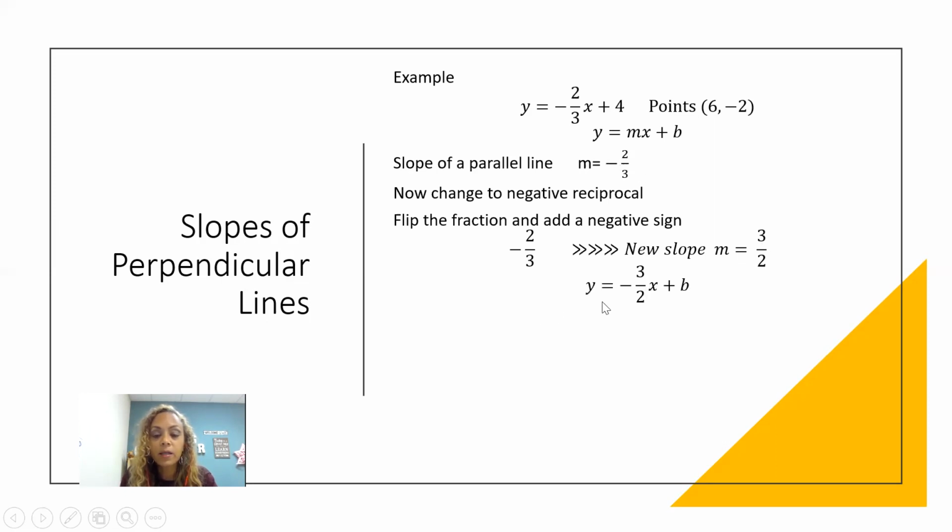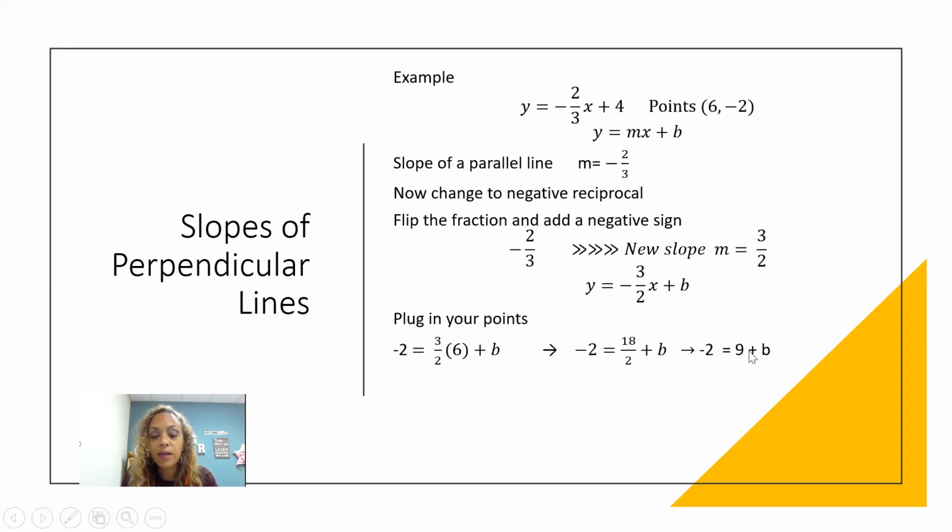And we can rewrite it: y is equal to 3 over 2x plus b. Plug in your point. Remember, y was negative 2. So here we go: negative 2 is equal to 3 over 2 times 6. Remember, this is really 6 over 1, plus b. So let's rewrite it. 3 times 6 is 18 all over 2. So we have negative 2 is equal to 18 over 2 plus b.